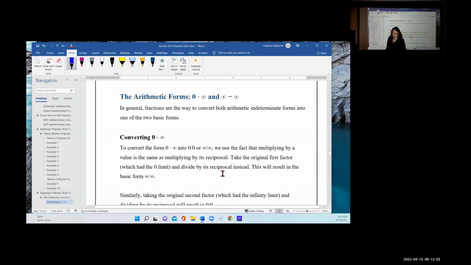Now, in order to convert the 0 times infinity, we're going to take advantage of the fact that multiplying by a number is the same as dividing by the reciprocal. So multiplying by something is the same as dividing by the reciprocal. Let's say you have some b and it's being multiplied by a. That's the same thing as b divided by the reciprocal of a, which is 1 over a. So multiplying by something is the same as dividing by the reciprocal.